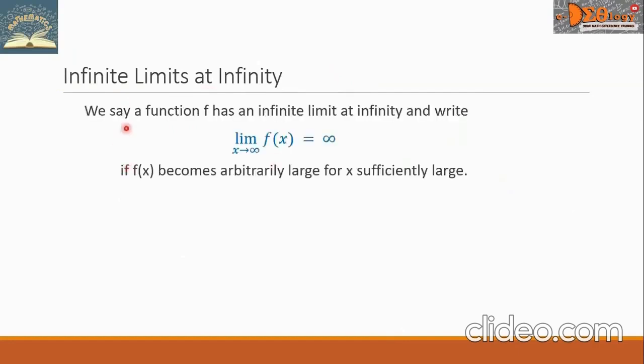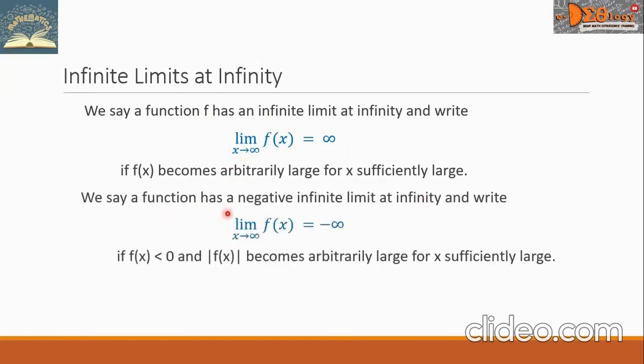Let us have a quick look at these infinite limits at infinity. We say a function f has an infinite limit at infinity and write limit of f of x as x approaches infinity equals infinity, if f of x becomes arbitrarily large for x sufficiently large.